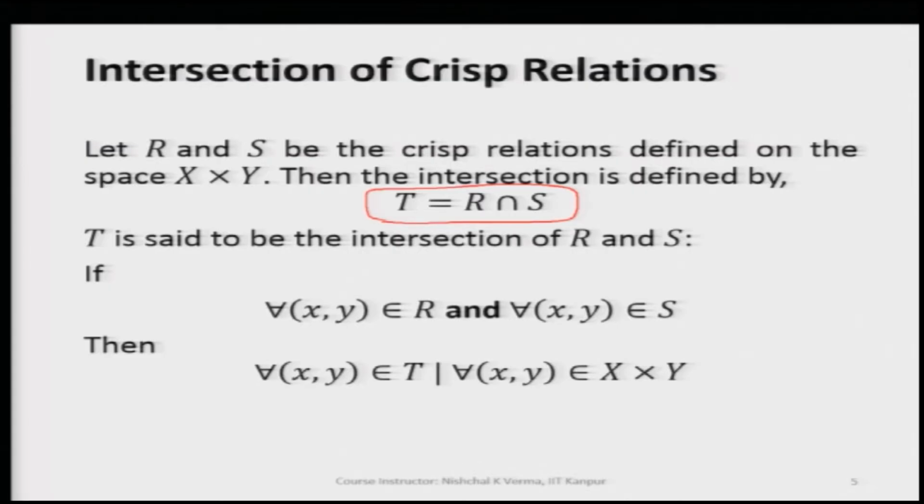So, T is said to be the intersection of R and S if for every x, y that belongs to R and belongs to S, the resulting x, y will belong to the set T. That is, the ordered pair element belongs to T, which is the outcome of the intersection of R and S.